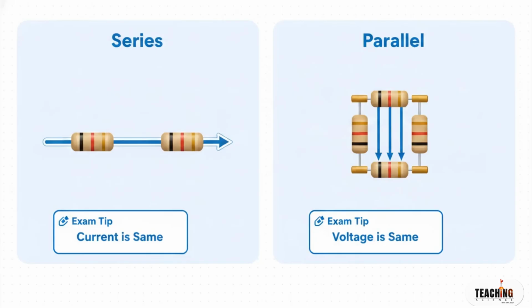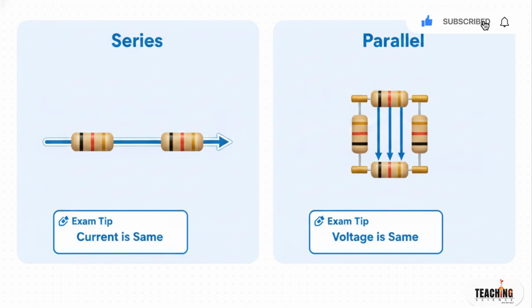In real electrical gadgets, we almost never use just one single resistor. We use multiple resistors, and we usually set them up in one of two primary combinations. Let's compare these two systems side by side. In a series combination, the resistors are connected end to end, literally like links in a chain. Because of this, the exact same current flows through every single resistor.